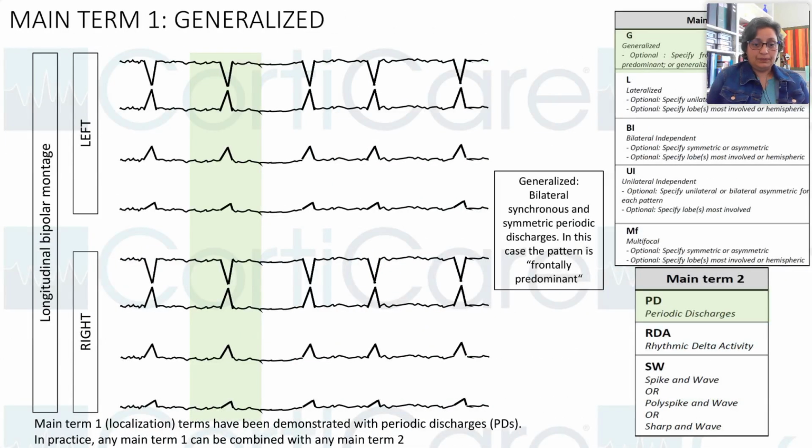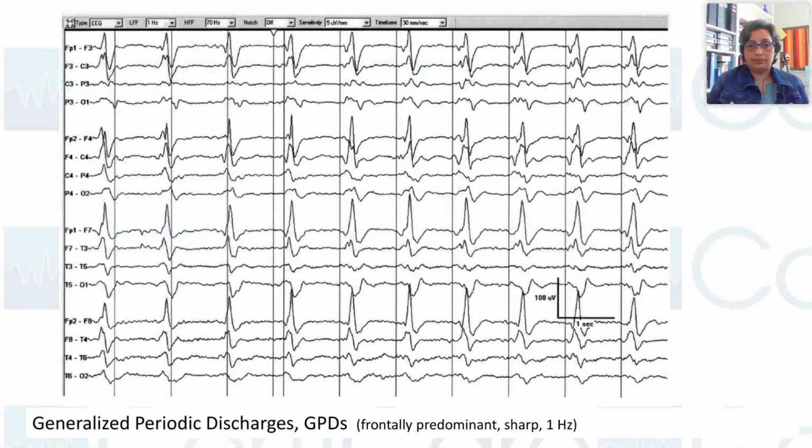So here is an example. Here we are using both the terms, main term 1 and main term 2, and describing this pattern as bilateral, synchronous, and symmetric periodic discharges. And they are frontally predominant. So the PDs is main term 2, generalized is main term 1. So we are combining both main term 1 as well as main term 2 to describe this pattern. Here is an example: 1 Hertz frontally predominant GPDs.